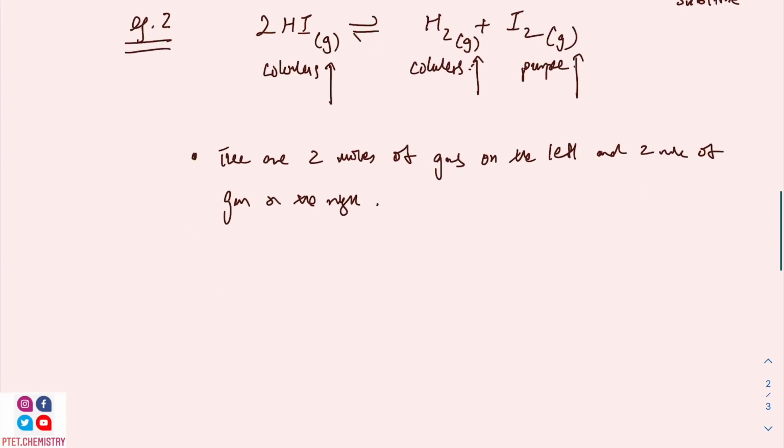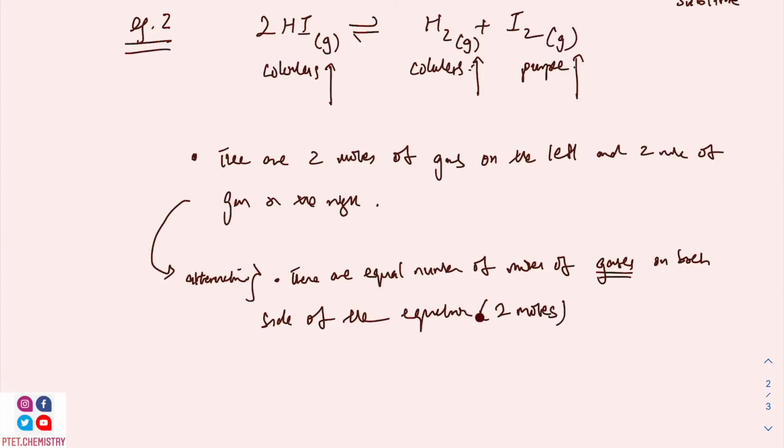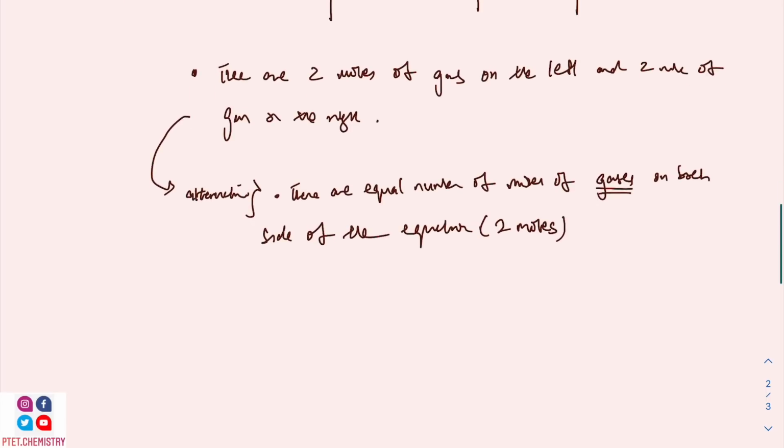People might have realized that there's another way of writing this. We call it alternative. Basically, we can say there are equal number of moles of gases. Make sure you specify it's gases. We're talking about pressure, yeah? On both sides of the equation. So meaning to say there are 2 moles of gas on the left, 2 moles of gas on the right. Therefore, I can also say there are equal number of moles of gases on both sides of the equation. I can specify 2 moles. This is the same as that. It's just putting it into another worded sentence, I guess, in English.